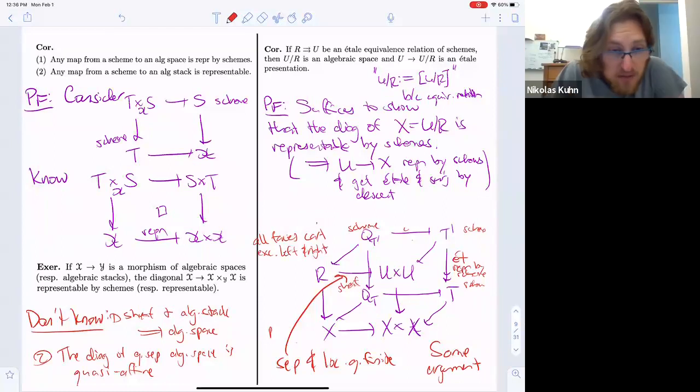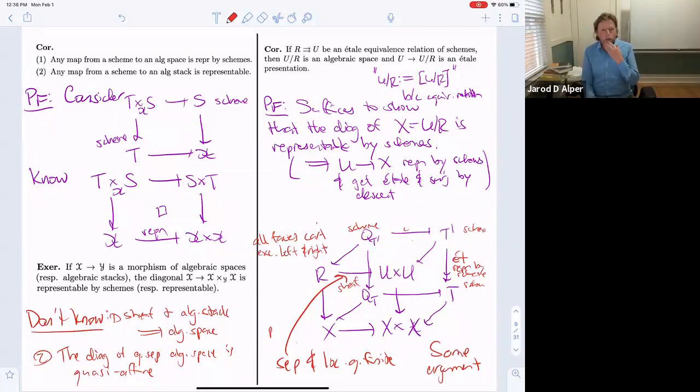I have another question. We don't know that a sheaf and algebraic stack implies algebraic space, but do we know that a sheaf and DM stack implies algebraic space already? Yes, that we know. That's the difference. If we have a sheaf plus an algebraic stack, we just know that there's a smooth presentation by a scheme.